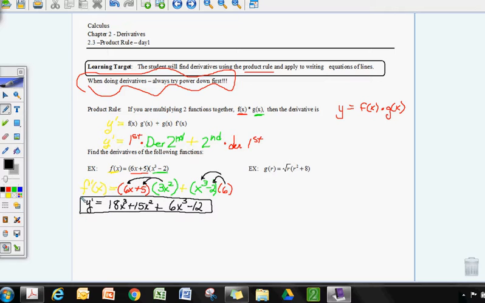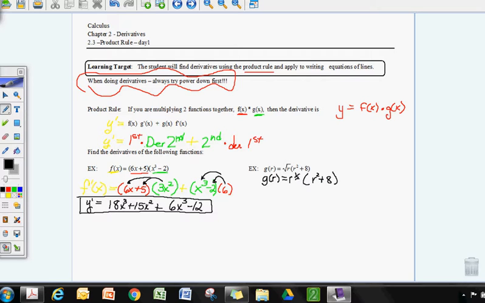Now I picked an easy one to do this first time because I wanted you to be able just to see that pattern and see the multiplication that goes throughout. So now, let's take a look at one that's going to be a little bit harder. The first thing I see is this is an r to the 1/4. So this is really g of r equals r to the 1/2 power times r squared plus 8.